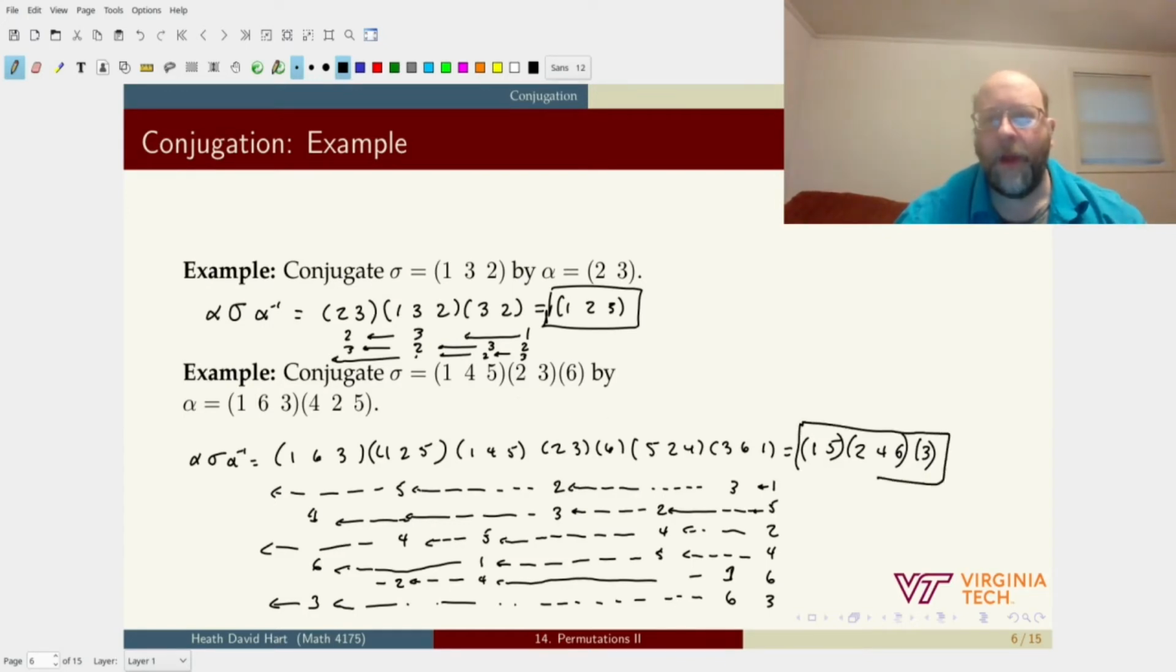So we have calculated both of these conjugates. I wanted to show you a couple of observations. And we'll mention these observations on the next couple of slides. Conjugating did not change the cycle type.